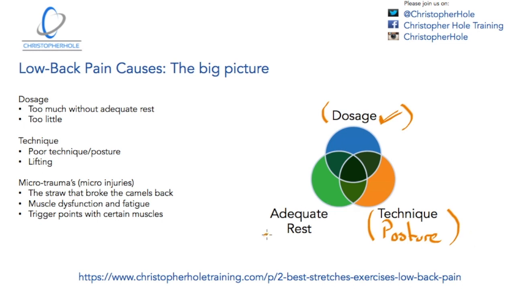Then we get the third thing, which is adequate rest. So if we've got a high dose of exercise, let's say, we're going to need a high dose of rest and recovery to go with it. If we've got really poor technique, it's going to take longer to recover from. So we want to be decreasing the amount that we do, if that makes sense. So you can start to see all of these start impacting each other.